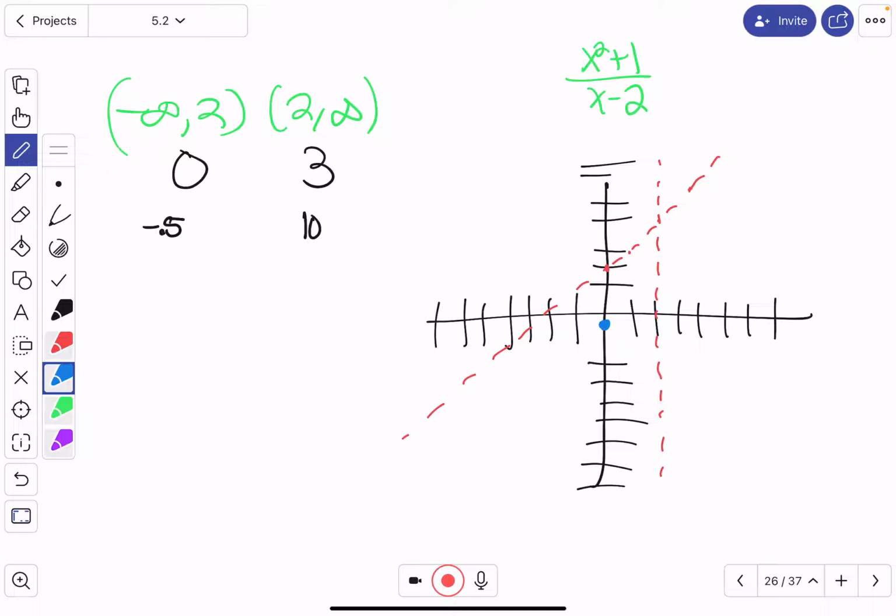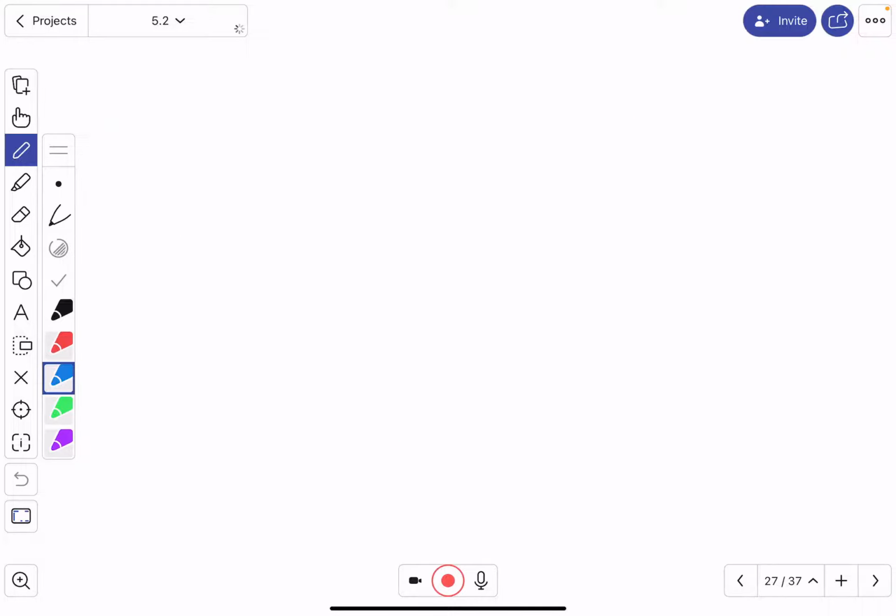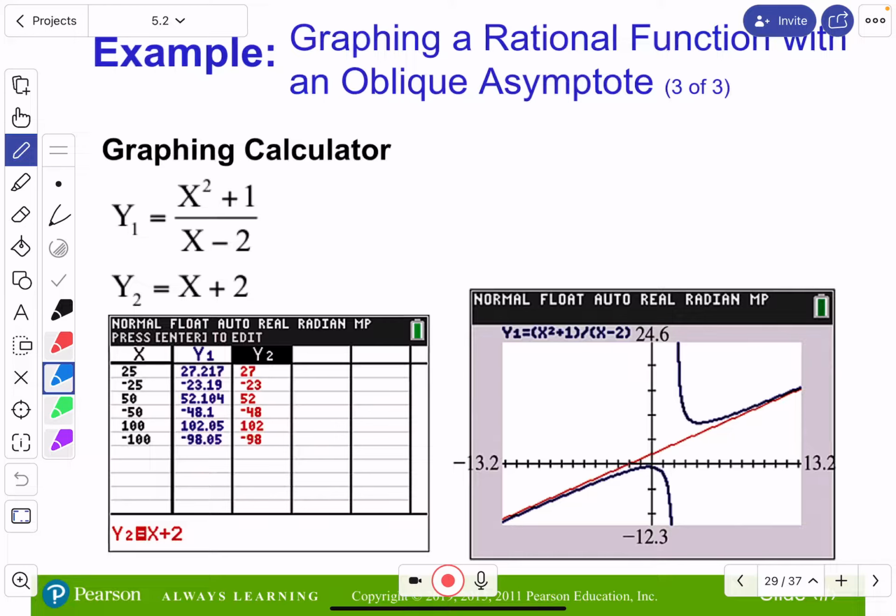When x equals 0, we're below the graph, which we know. And when x equals 3, we're above. So our graph's going to look like this. We just need our two pieces that fit into there. And then this shows it graphically.